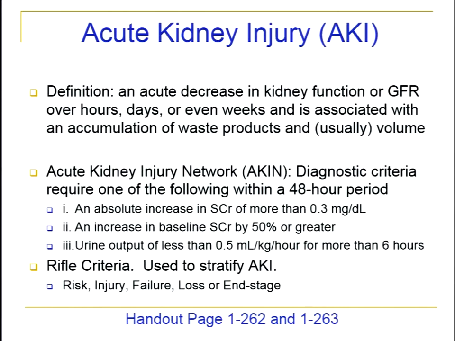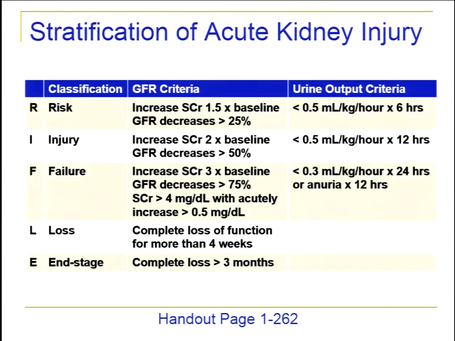And we're going to look at the next slide, the RIFLE criteria that are sometimes used to stratify or classify acute kidney injury. So the 5 classifications, RIFLE standing for risk, those people who are at increased risk for acute kidney injury, those who have expressed some injury, those with failure, loss, or end-stage disease. So if we look at the GFR criteria, this particular patient would fall in the injury category because they have had more than a 2-fold increase in their serum creatinine from baseline. So it went from 1 to 2.1.